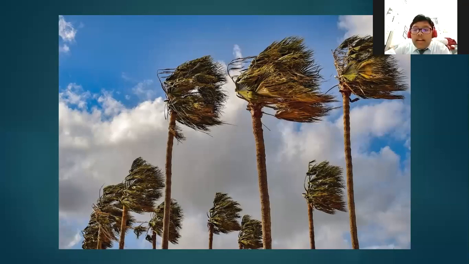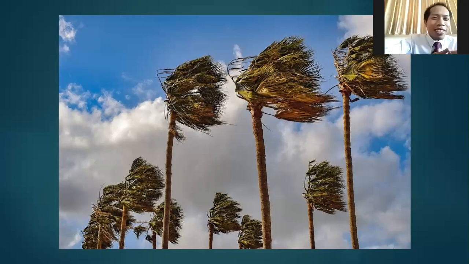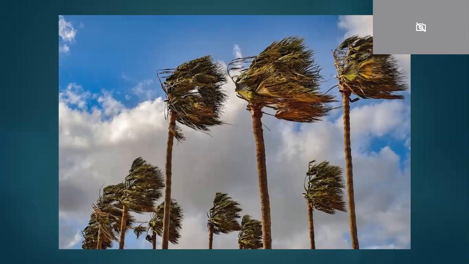Air. Yes. Air is the element of matter. Wind is not the matter. Wind is the air which is moving. Wind is moving air.